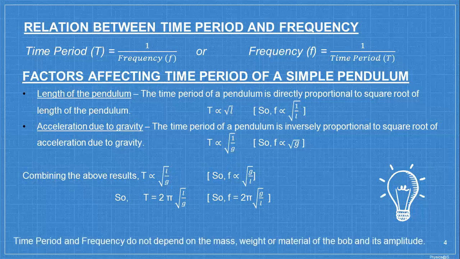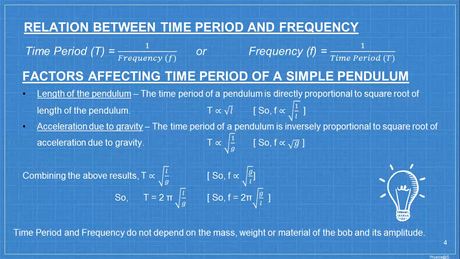The factors which do not affect the time period or frequency of a simple pendulum are the mass, weight, or material of the bob and its amplitude. For example, if we have two pendulums of same length, but one has a bob made up of glass and the other has a bob made up of iron.